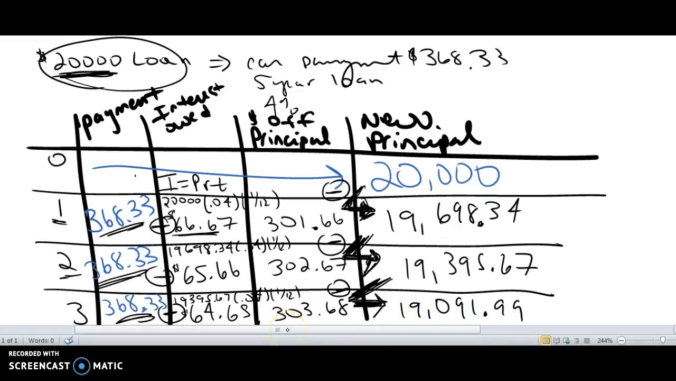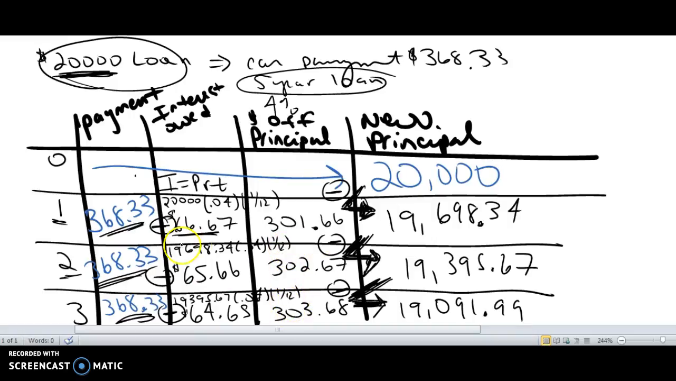And what would happen is you would do this for what? It's a 5-year loan, so this would go all the way to 60. There would be 60 time periods in your loan. Slowly, eventually, this column of interest owed is going to get less and less and less. And then the amount coming off your principal is going to get more and more and more.